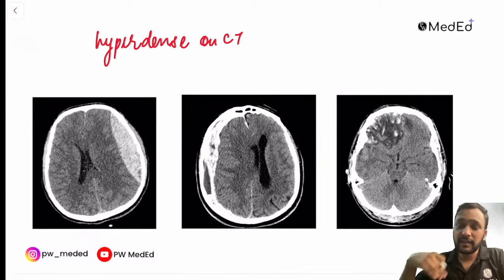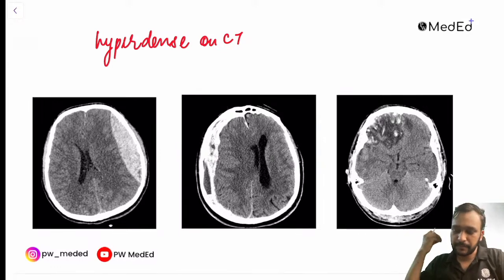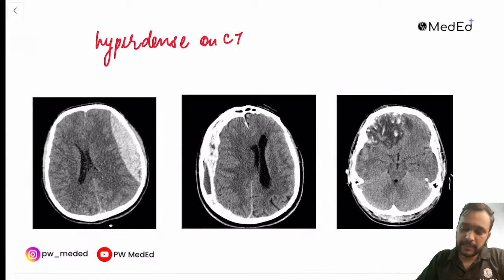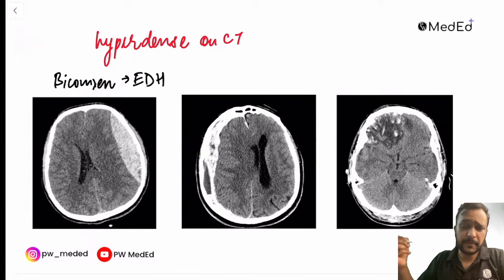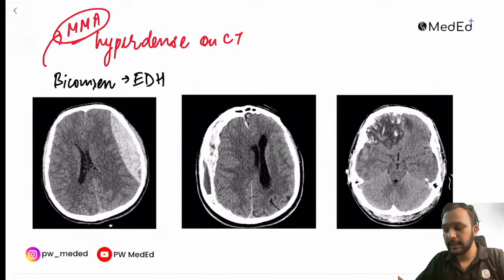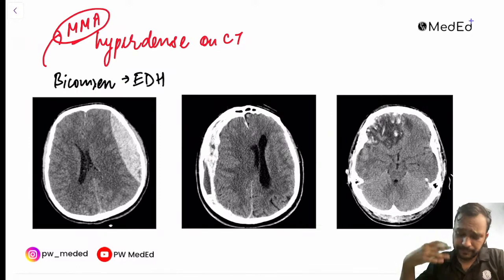Based on the shape of the bleed, we can also guess what type of bleed it is. If the shape of the bleed is biconvex, then it is your extradural hemorrhage. That is due to the rupture of the middle meningeal artery. And remember, this was asked in your recent NEET PG exam also. Remember that the extradural hemorrhage will not cross the sutures.